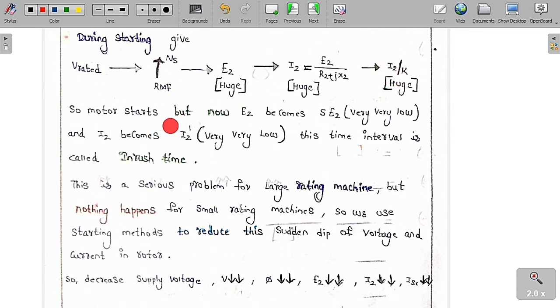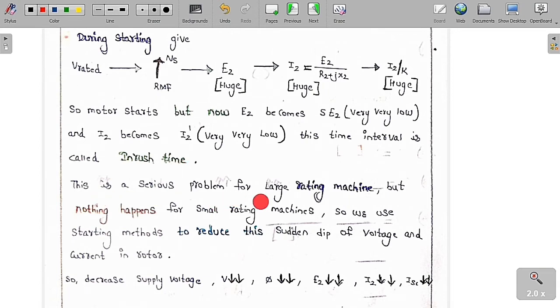So the motor starts, but now E2 becomes SE2, very low. Whenever the motor starts, the slip occurs. So now E2 becomes very small, S into E2, and I2 becomes I2 dash, even lower, because if the EMF is less, then I2 is also very less. This time interval is called the inrush time. Initially we have a large amount of E2 and I2, but suddenly when the motor starts, there is a small amount of E2 and a small amount of current I2. This small interval is called the inrush time.